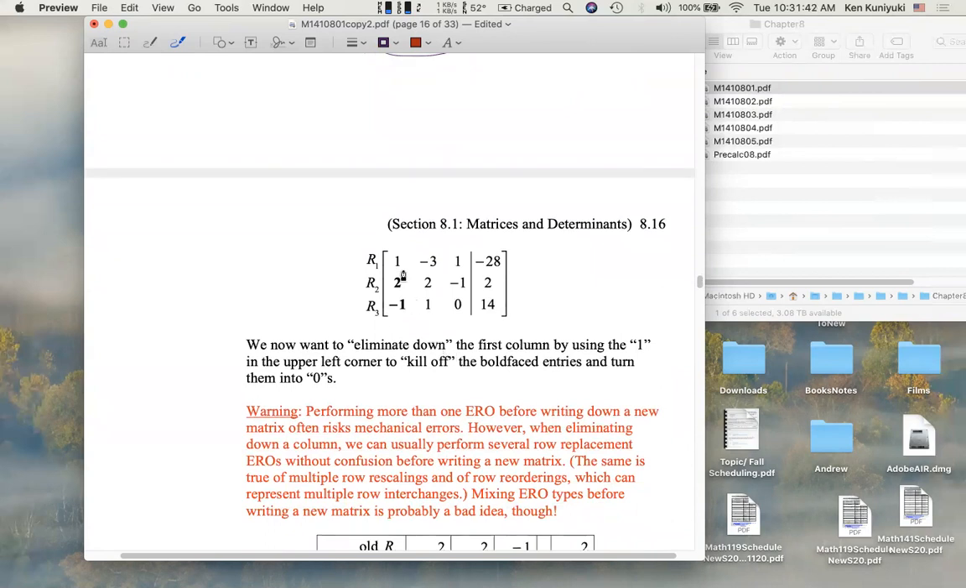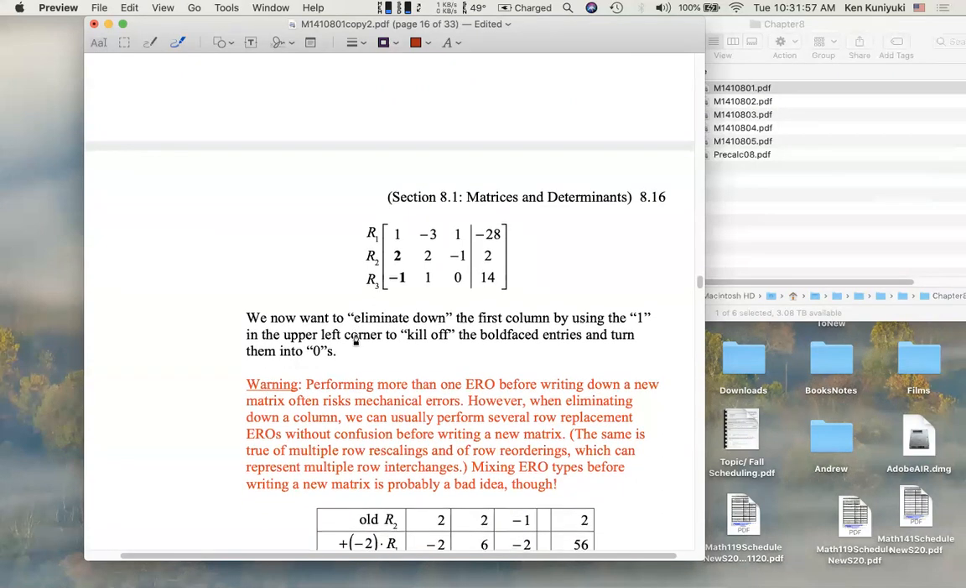We get this: 1, negative 3, 1, negative 28. The old row 2 is the new row 1. The old row 1 is the new row 2: 2, 2, negative 1, 2. And we keep the third row: negative 1, 1, 0, 14. So we like the fact that we have a 1 up here. Now, these two boldface entries, we need to be zeros if we want row echelon form.